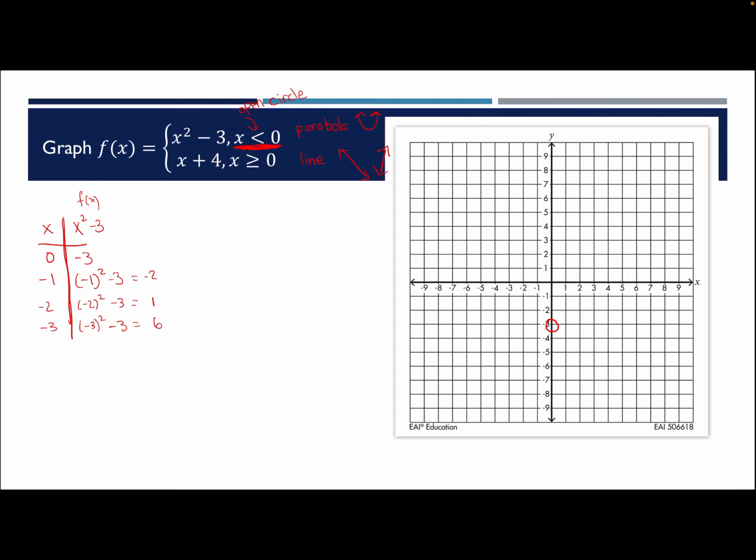So then we plot the rest of our points. So we have -1, -2, we have -2, +1, and we have the point -3, +6. So that's going to be right here. And so we get the basic shape of a parabola. And remember, the end behavior for a parabola is going to mean that graph just goes up like that. So this is the left part of that graph.